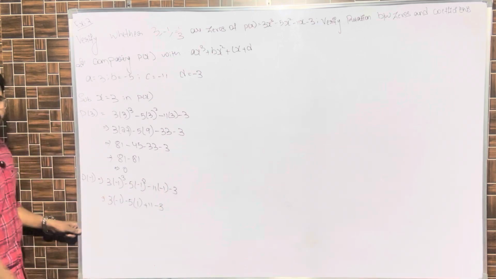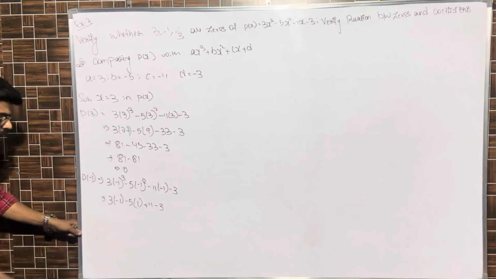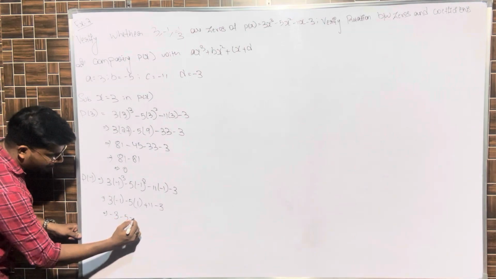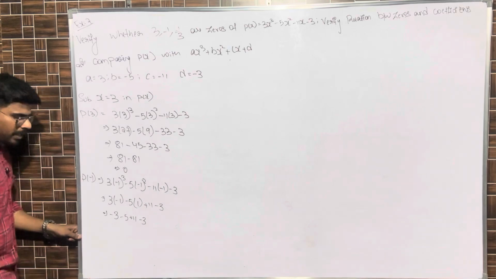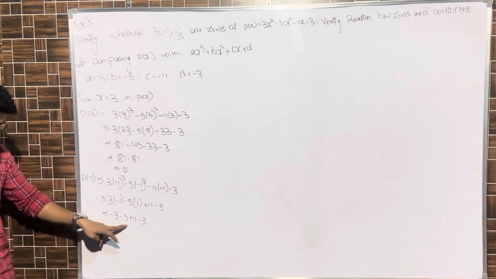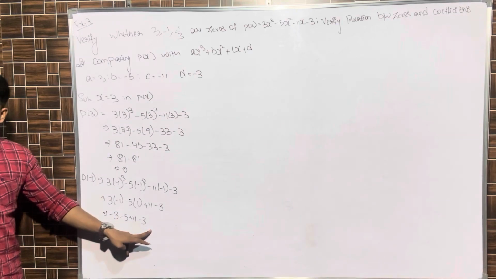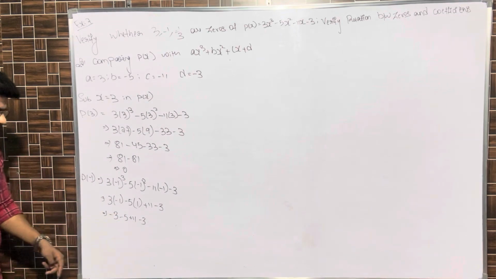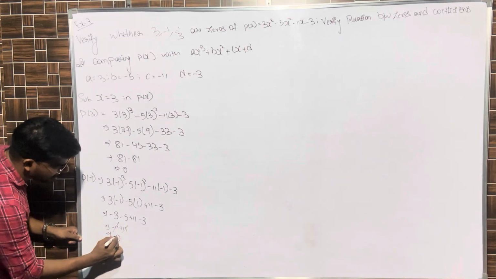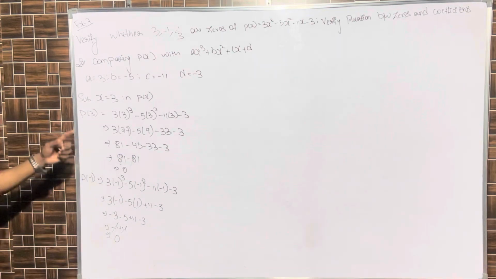Minus into minus is plus 11, minus 3. Here there is no power, that's why we can multiply the minus which is outside. Minus 3, minus 5, plus 11, minus 3. 3 numbers are in minus, one number is in plus. Minus 3 minus 5 is minus 8, minus 8 minus 3 is minus 11, minus 11 plus 11 is 0. Minus 11 plus 11 gets cancelled and the answer is 0. 2 of the terms are completed.